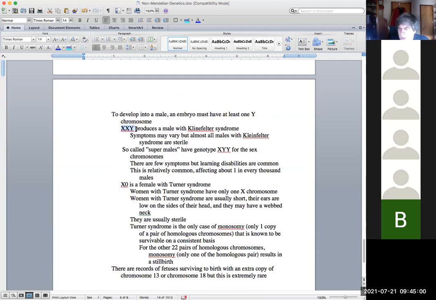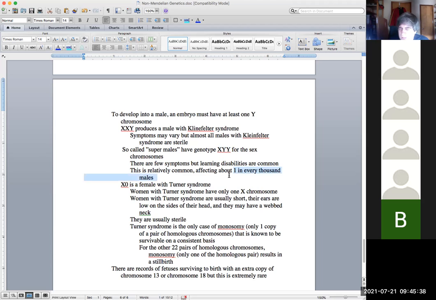So some people, and notice they would be males, are XXY, and this produces something called Klinefelter syndrome. The symptoms aren't always similar, except males with this syndrome are almost always sterile. Now, how do we know this is a male? It's got 2 X's like a female, and it's got a Y. If you have a Y, you're going to be a male. Super males have the genotype XYY. A lot of times there are different types of learning disabilities, but this is very common.